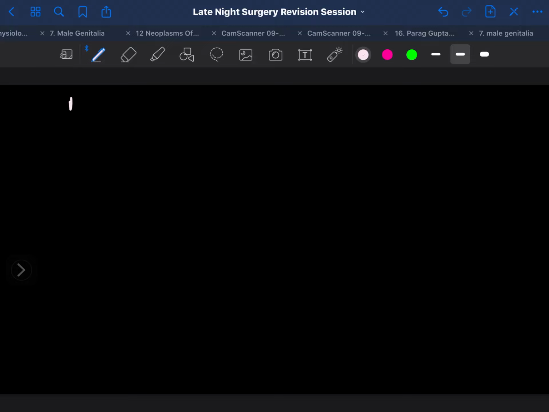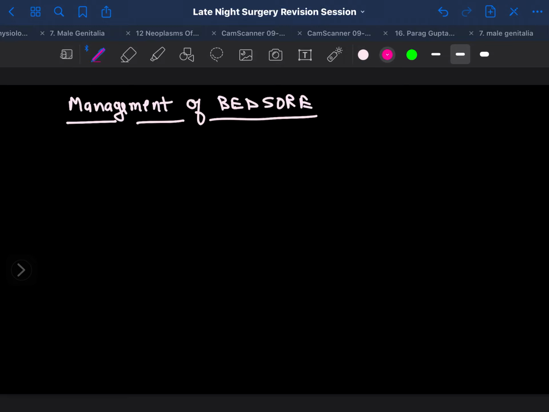Now finally, what about the treatment? How will you manage a patient of a bedsore? First you will have to go in for a debridement. Whatever the necrotic tissue is there, you go in for a debridement. Once you're done with the debridement, you're taking off the slough and everything.